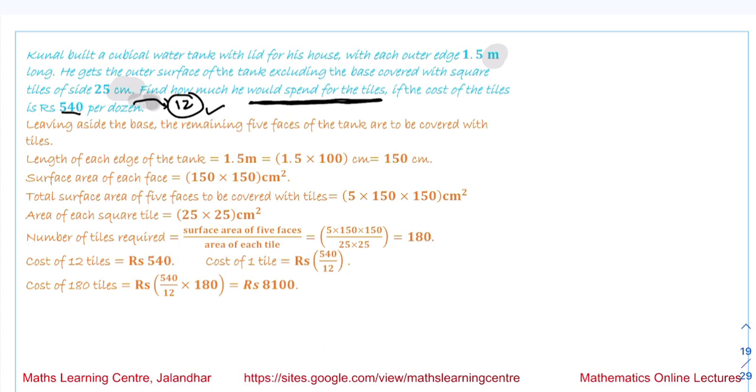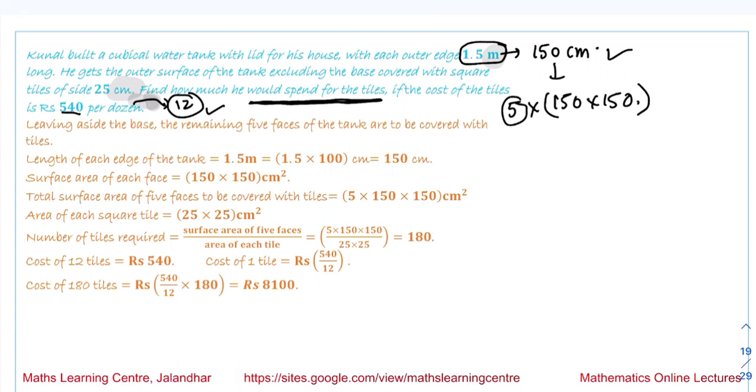So length of the tank that we have is 1.5 meter, when we convert it to centimeter, it becomes 150 centimeter. The breadth will be again 150 centimeter, and the height will be 150 centimeter. So the area of one wall will be 150 into 150, this is for one face. Now how many faces do we have? 4 walls and the roof. So there are total 5 faces.